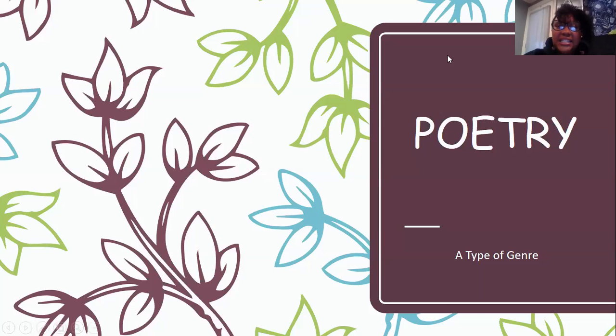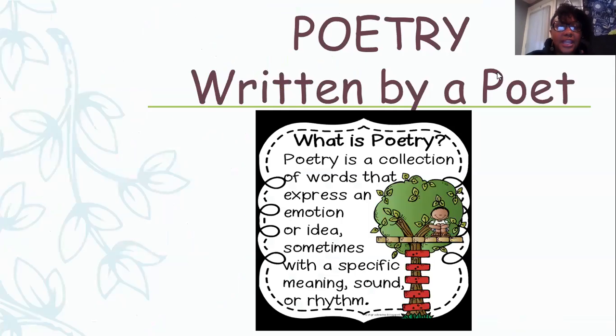Great. Today we're going to learn all about poetry, which is a type of genre. Poetry is written by a poet. It actually expresses how the poet may feel. It could describe something. A poem is a string of words that are put together for a specific meaning. And sometimes it rhymes.